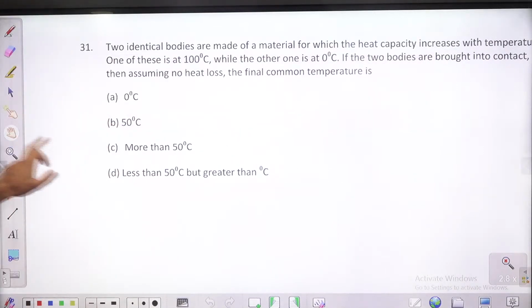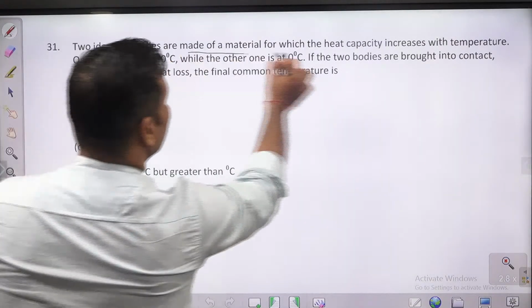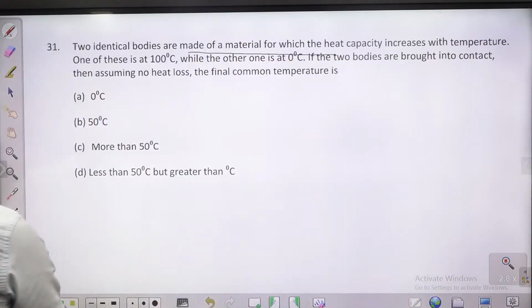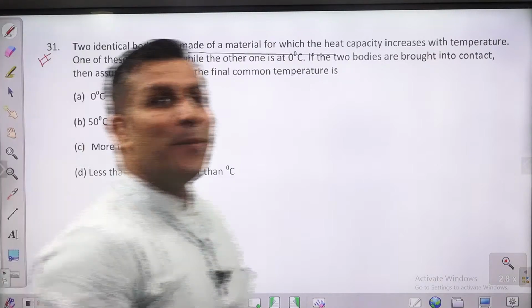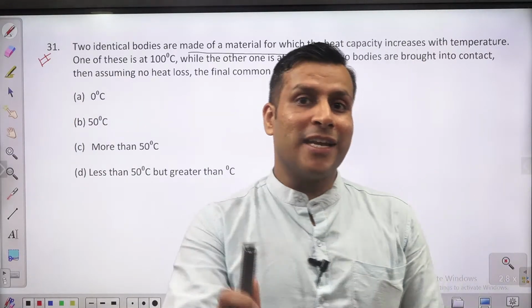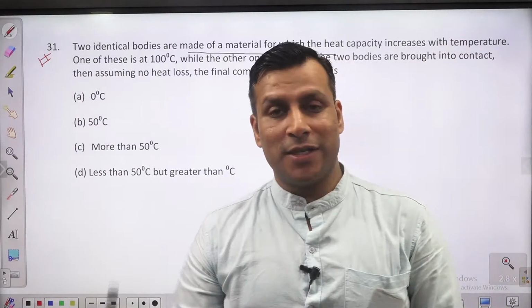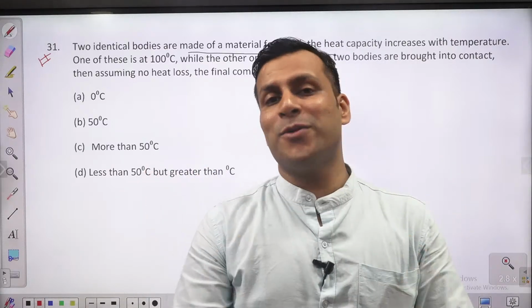The two identical bodies, there are two identical bodies made up of material for which the heat capacity, बहुत अच्छा क्वेश्चन है बच्चों, this is very very good question. देखो ये बहुत simple question है, but I can challenge here. 18 students are watching this. I can challenge only 4 or 5 will be able to answer this question. आपको सोचना है. Please guys, it's my request to all of you. Please try to answer this question.